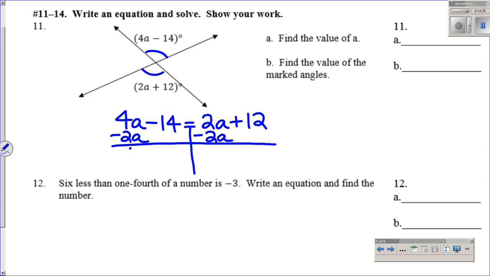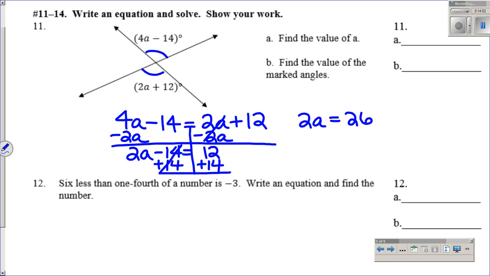4a minus 2a simplifies to 2a. We still have our minus 14 equals 12. Okay, we're ready to get the variable term by itself, so we're going to add the constant, the 14, to both sides of the equation, and again, just continue simplifying. So we're now left with 2a equals 12 plus 14 simplifies to 26. And now we're dividing both sides of the equation by 2. So a equals 13. So we found part A, a equals 13.